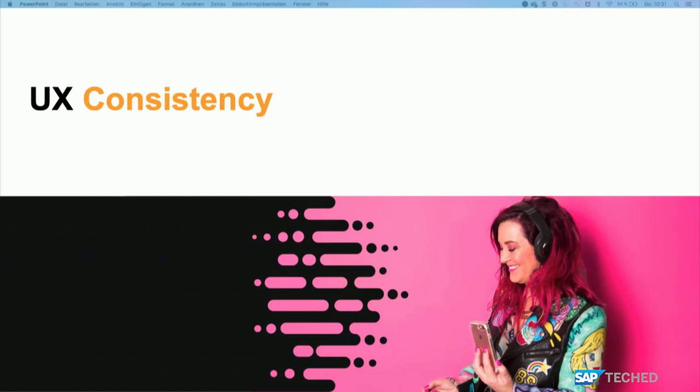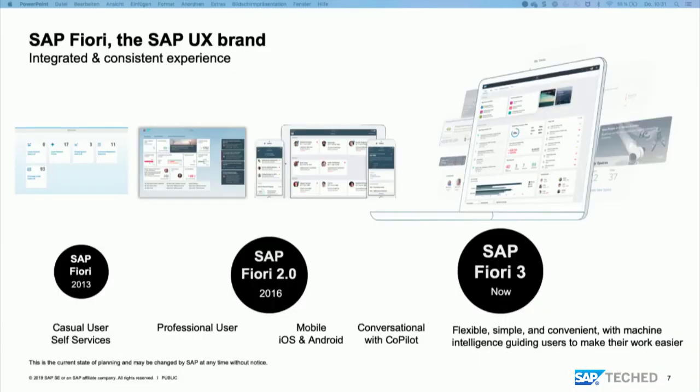So UX consistency is a really big topic at the moment. And in order to get you sort of into the right mindset of what it is that the company's been busy with for the past probably 1.5 years now, we'll go back in time just a little bit to explain to you what the history is of the UX part of our product.